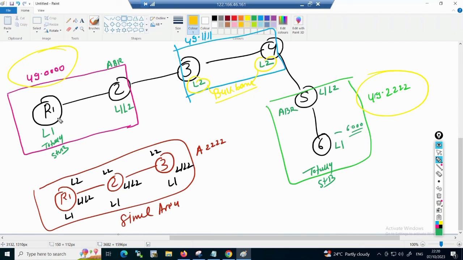It is not at all possible in a huge network. That is why we have to use this L1, L2 and L2, L2 concept. If you remember, in OSPF we can manually configure an area as a stub, as a totally stub, and as an NSSA and totally NSSA. Here we don't have that concept.